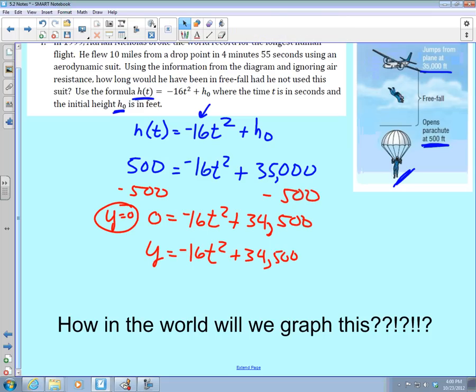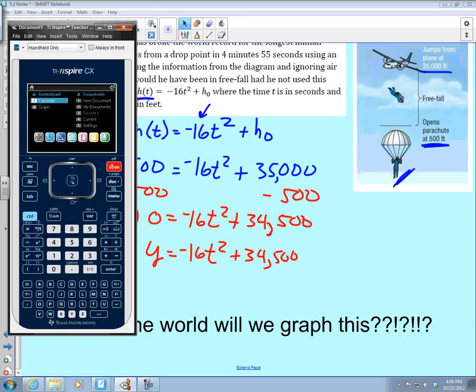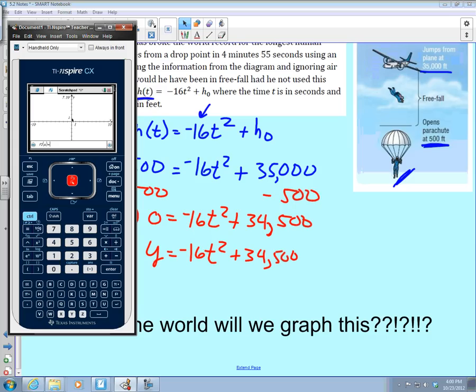So we're going to use our little friend, Mr. Calculator. You should be able to do this on a TI-83 or 84 also, but I'm going to use the TI Nspire. If you have problems with it, I'll work with you tomorrow in class. So we're going to go to graph, and we're going to type in negative 16 x squared plus 34,500. And we want to find when this parabola crosses the x-axis. So now I'm going to hit enter.